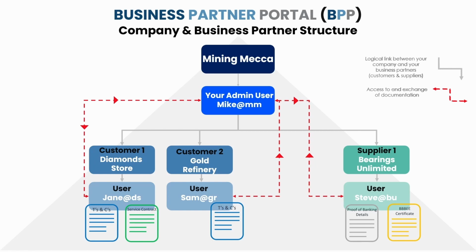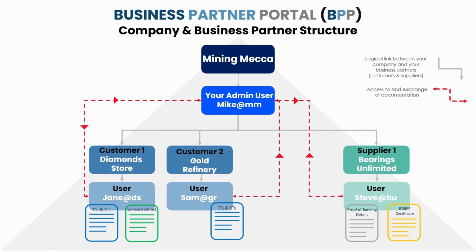As I explained already, you can view all documentation uploaded by your customers and your suppliers. However, the customers cannot see each other's documentation, neither can they see the supplier's documentation. So the viewing rights is managed from a company structure. So this is a top-down structure. You can view all customer and supplier documentation but they cannot see each other's documentation.